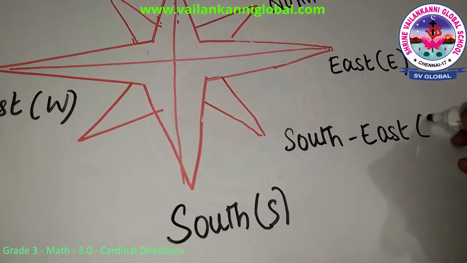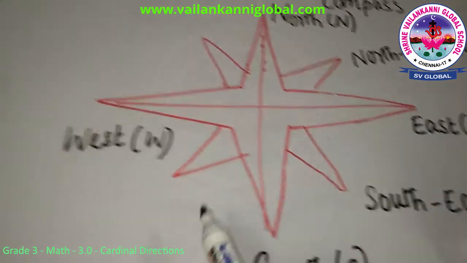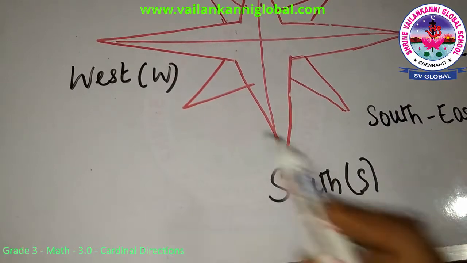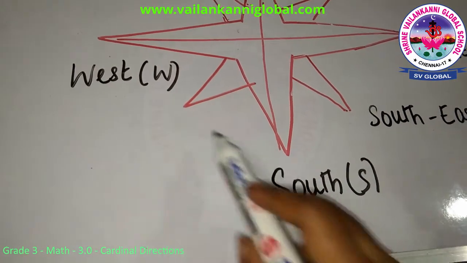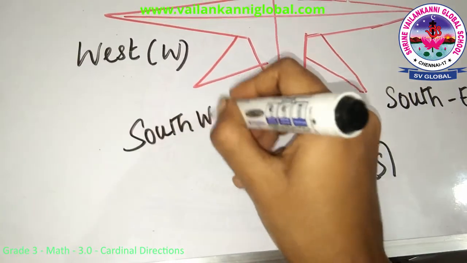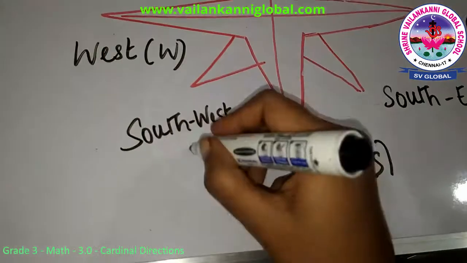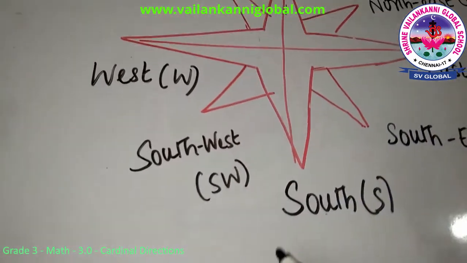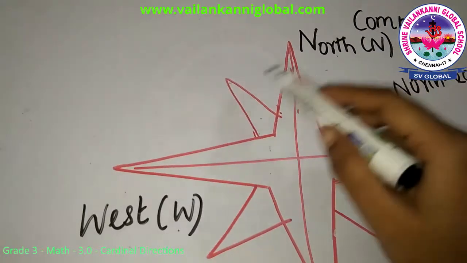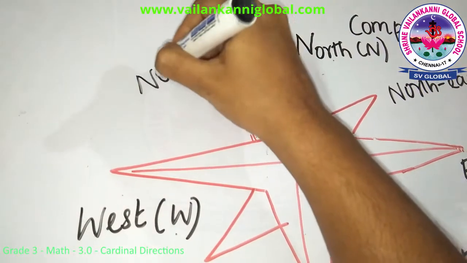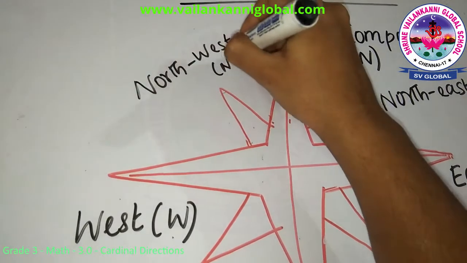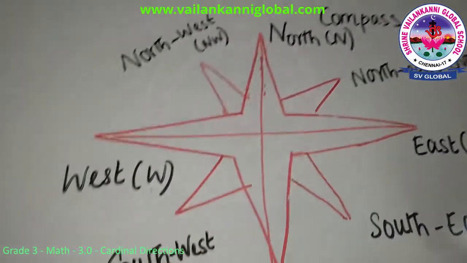Southeast, or simply SE. So what will this be? I told you it will be with the north and south. So this is south. It is between south and west. So this point is southwest. Southwest, or SW is the short form. So one more point. It's between north and west. So it is northwest, or you can write it as NW.